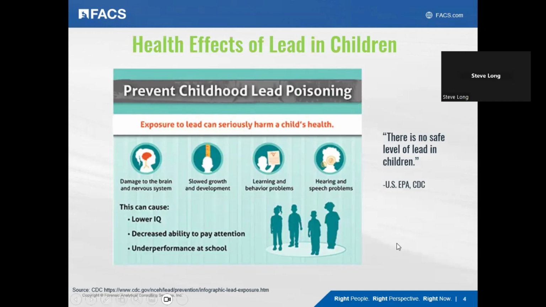So, some background information on the health effects of lead in children. Exposure to lead can seriously harm a child's health, and we see some of the examples here. It can cause damage to the brain and nervous system, slow growth and development, learning and behavior problems, and even hearing and speech problems. So the EPA and CDC have stated there is no safe level of lead in children. We can see lower IQ, decreased ability to pay attention, and underperformance at school.